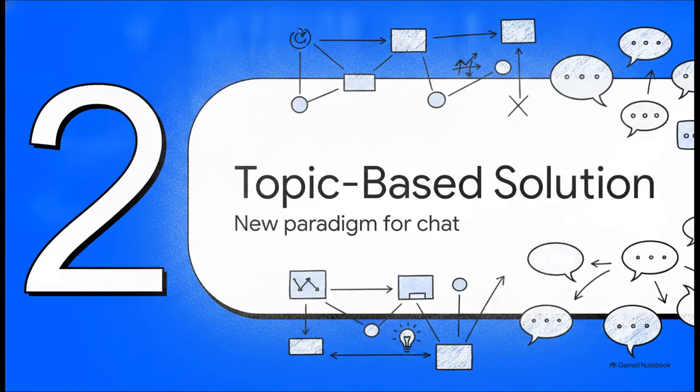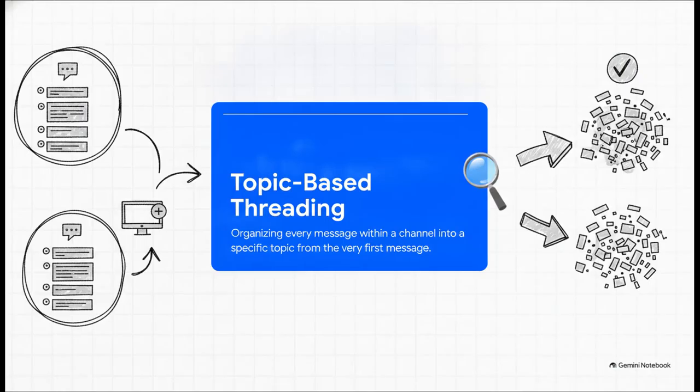Which brings us to Section 2, Zulip's topic-based solution, a totally new paradigm for team chat. The absolute game changer here is topic-based threading. Unlike Slack's optional threaded replies, which, let's be honest, are usually just a desperate attempt to clean up a channel after it's already a mess, Zulip actually mandates this structured organization from the start. Every single message within a channel has to belong to a specific, labeled topic. It brings immediate order to the chaos right out of the gate.